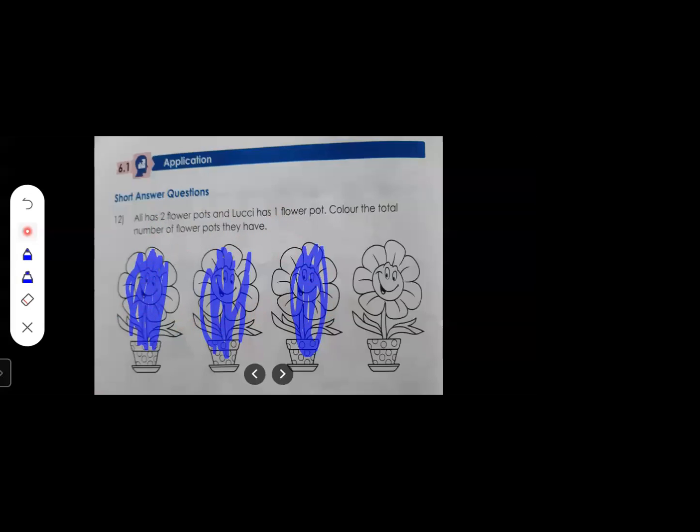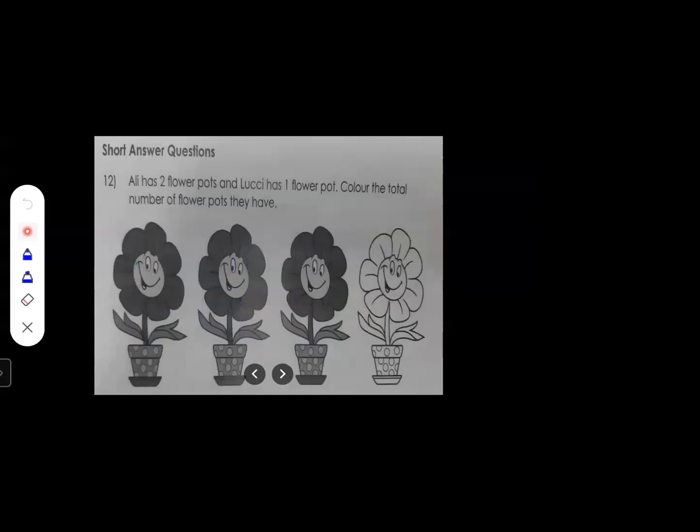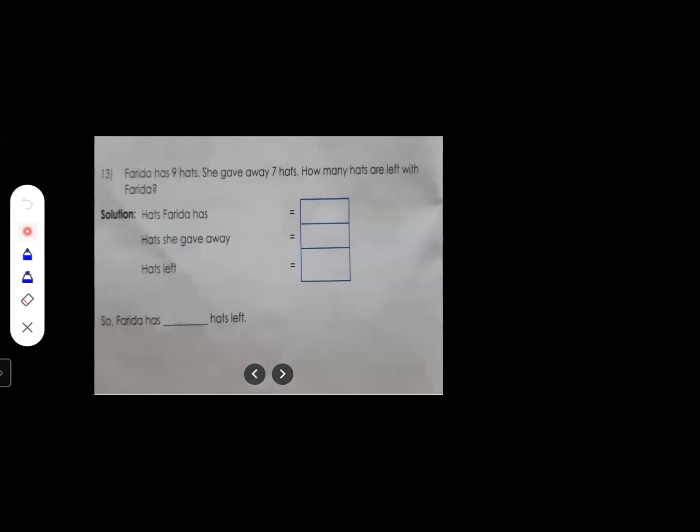You are also going to color the flower pots like this in your workbook. So see, here we have colored 3 flower pots, and 1 is remaining. So 2 plus 1 is what? 2 plus 1 is equal to 3. So here we have colored 3 flower pots. Okay. Now the next one.